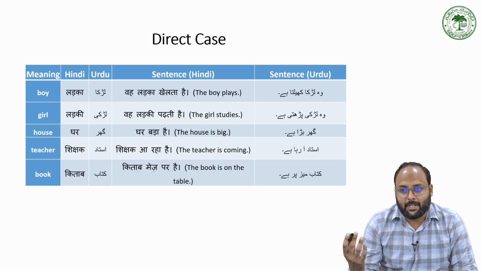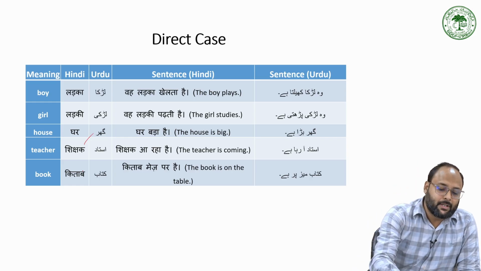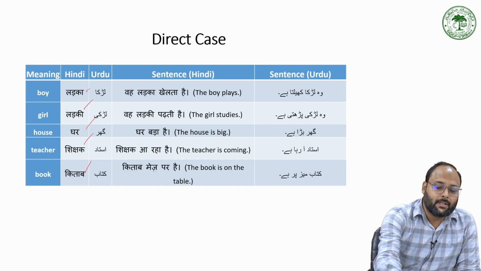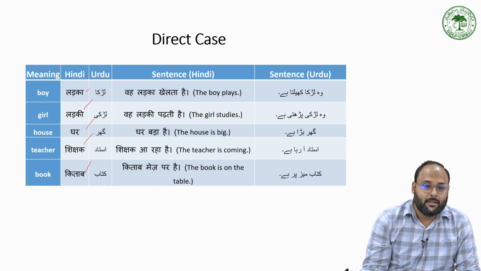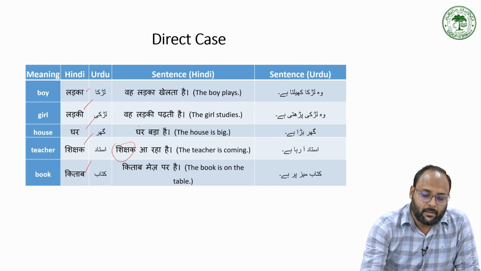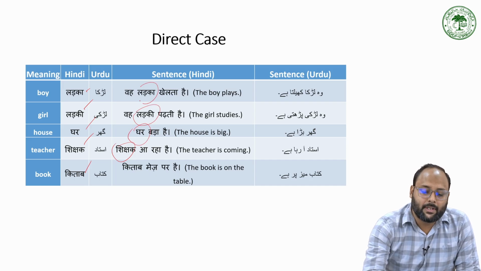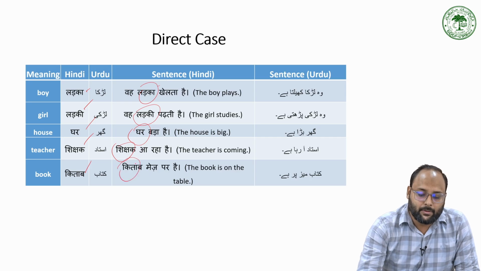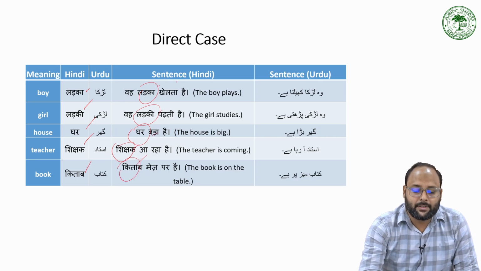So here we have different examples like घर, शिक्षक, किताब, लड़की, लड़का. They can occur at any position like subject, object without any postposition. So that is called the direct case. Like शिक्षक आ रहा है, घर बड़ा है, वो लड़की पढ़ती है, वो लड़का खेलता है, किताब मेज पर है. So they all are the direct case.